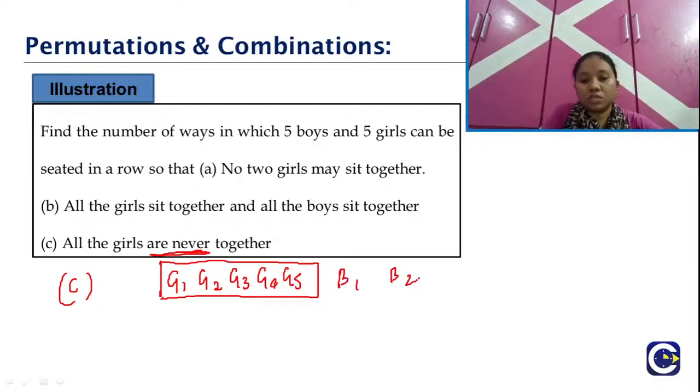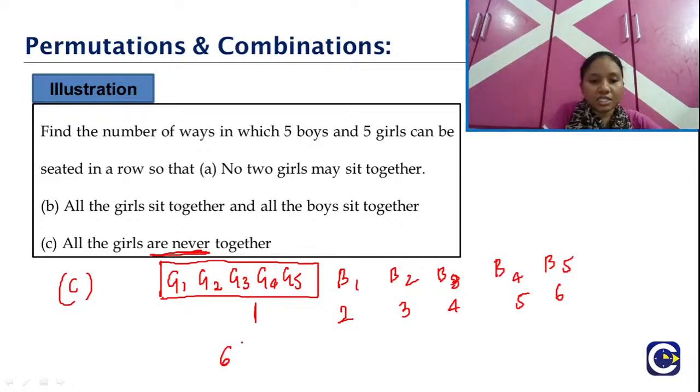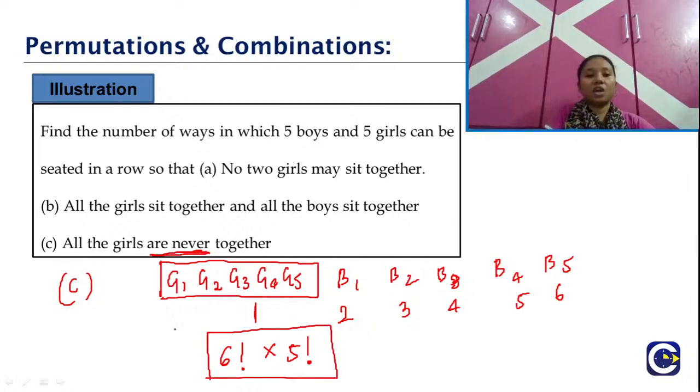So B1, B2, B3, B4 and B5. So let's start giving numbers. So this entire box will be given 1, and then 2, 3, 4, 5 and 6. That means 6 factorial, into the girls can be arranged inside, that is 5 factorial. So 6 factorial into 5 factorial. So this is the total number of ways of arrangement when all the girls are together. But the question here is never together. So we'll be subtracting this from the total arrangement.